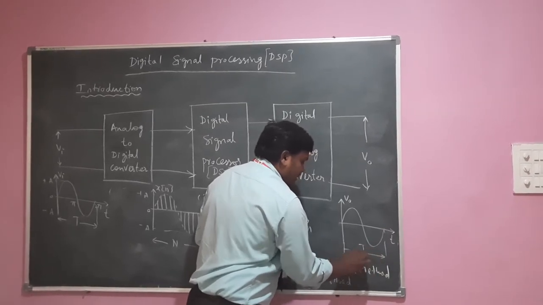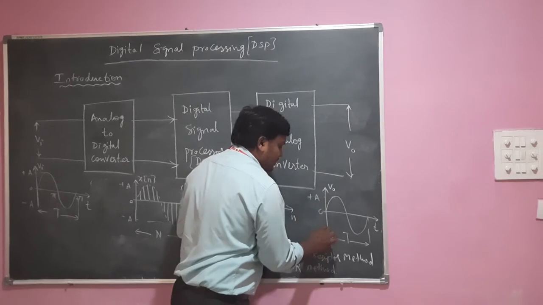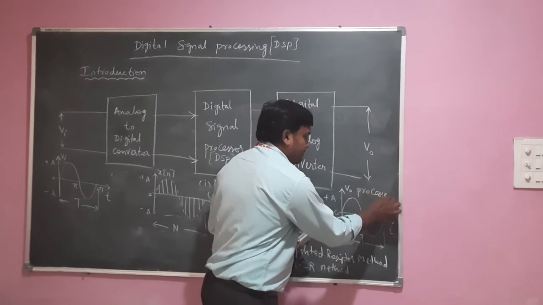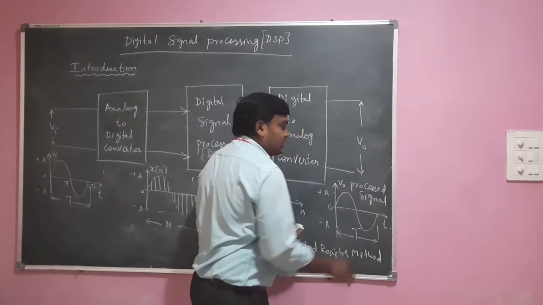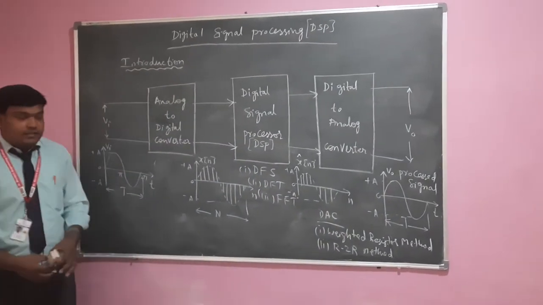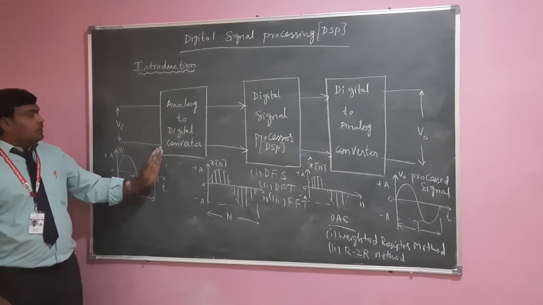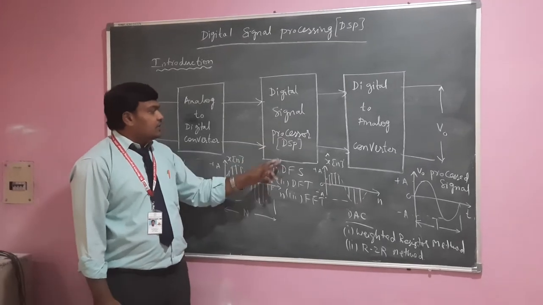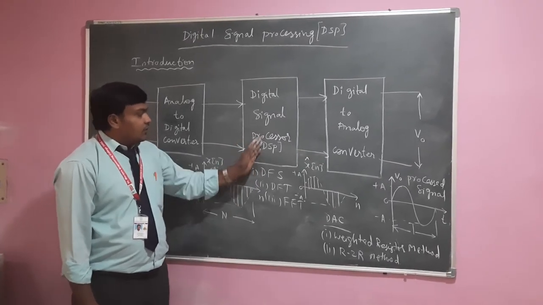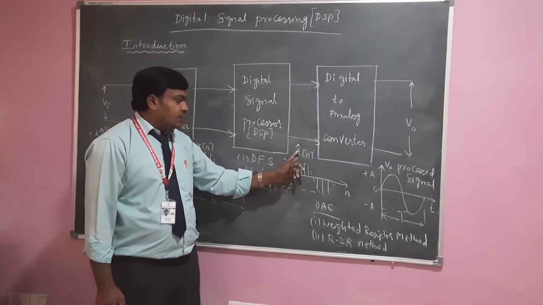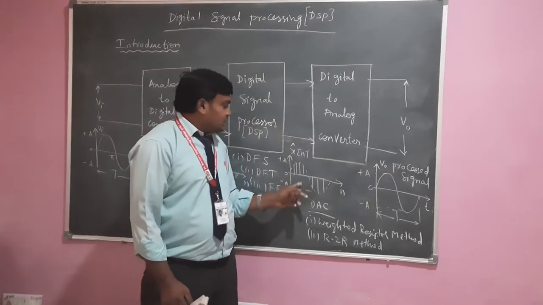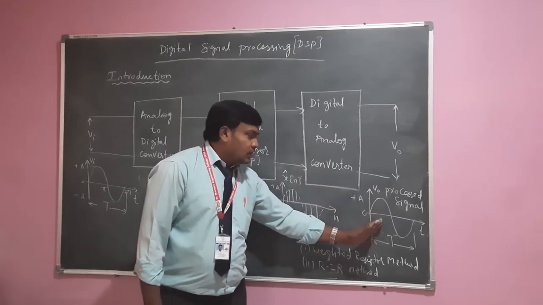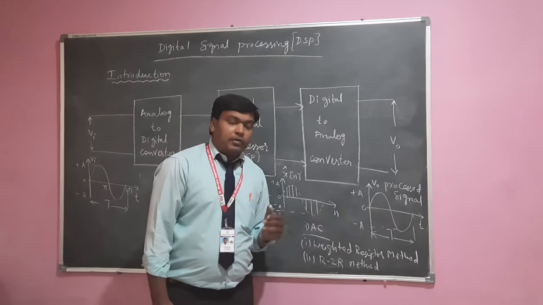Whatever input signal we applied, after processing we get the processed signal with the help of the DSP. So what the DSP actually does is this: the analog signal is converted into digital, and the digital input goes to the DSP processor. Different operations are performed on this digital signal, and after processing we get a digital signal again, x cap of n, which is given to the digital to analog converter. The DAC converts it again into the original signal. This is called the processed signal.